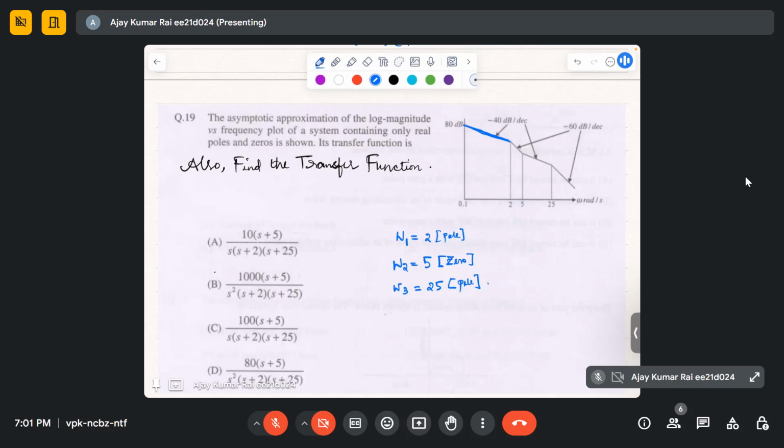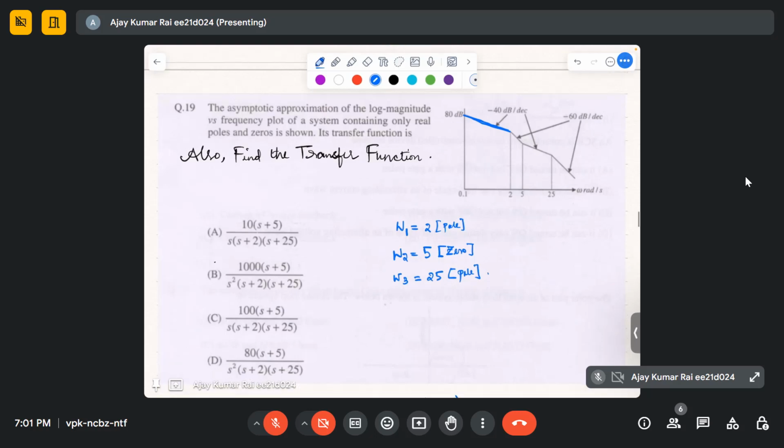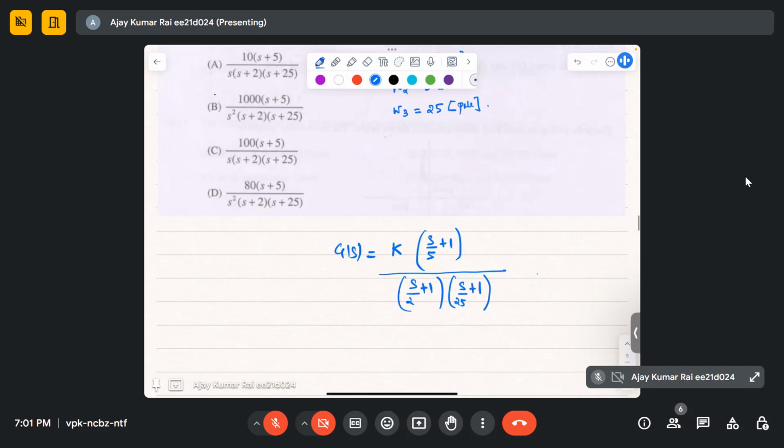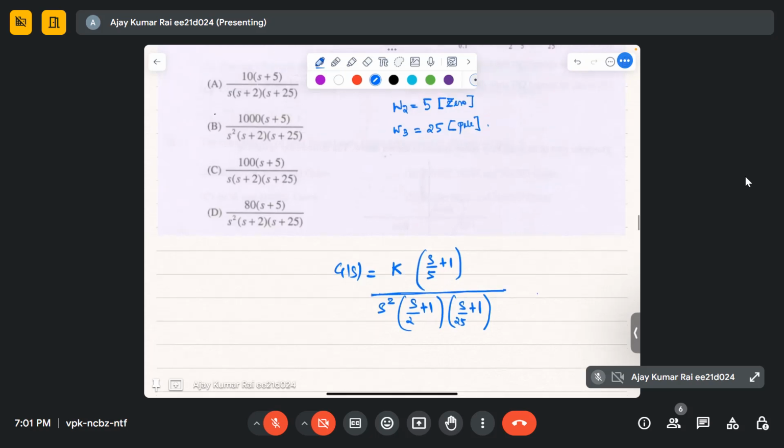Okay, so minus 40 dB per decade. That means we have 2 poles here. So this is the transfer function. But you have to find out the value of k.